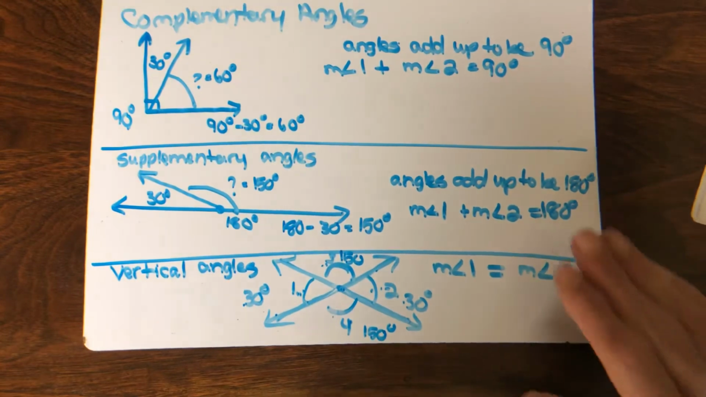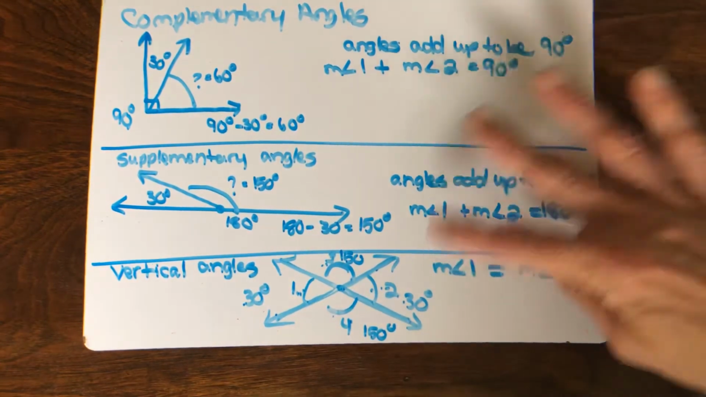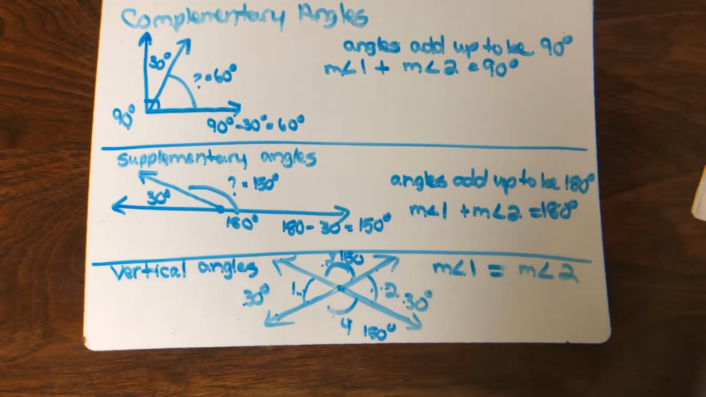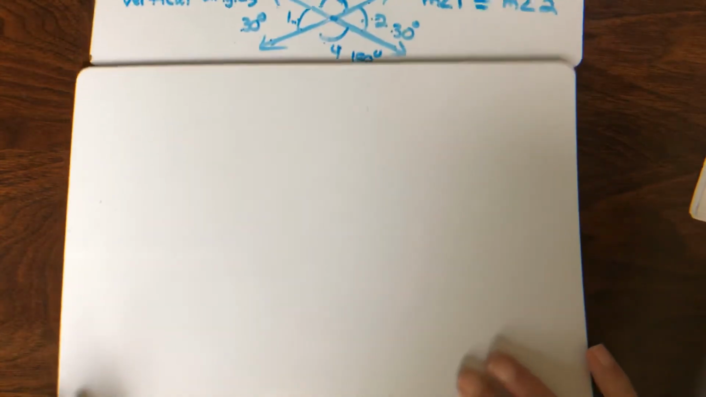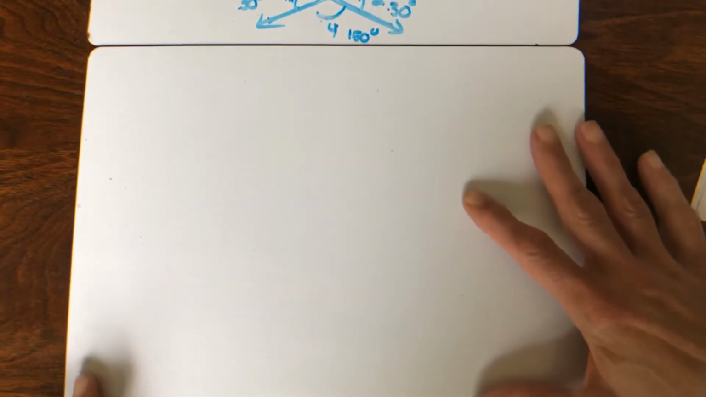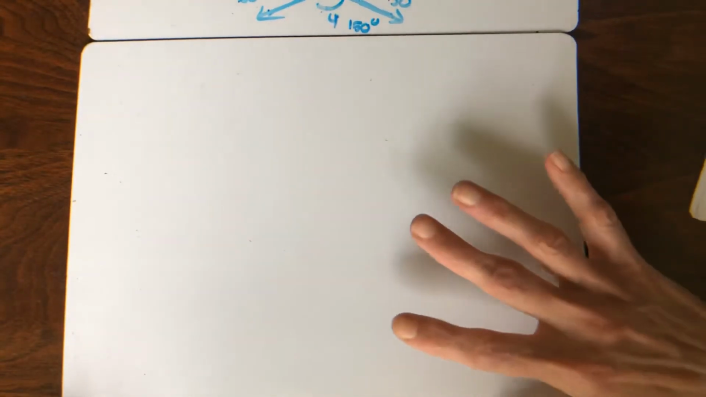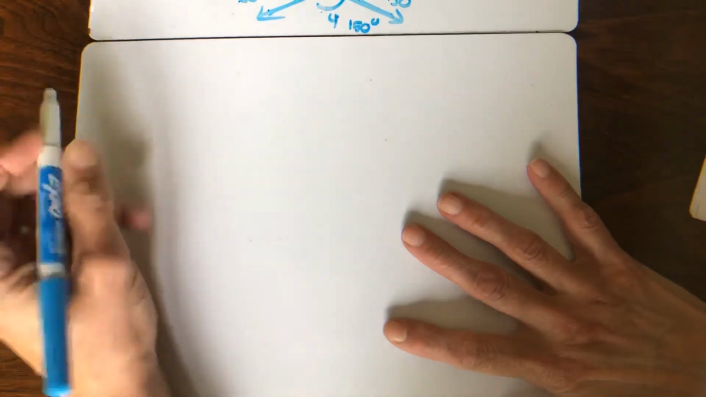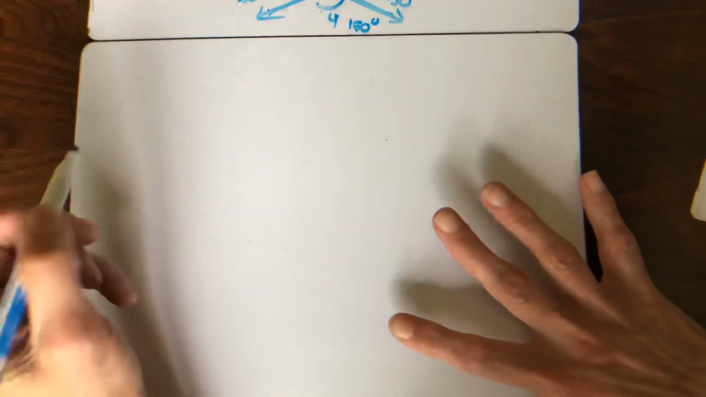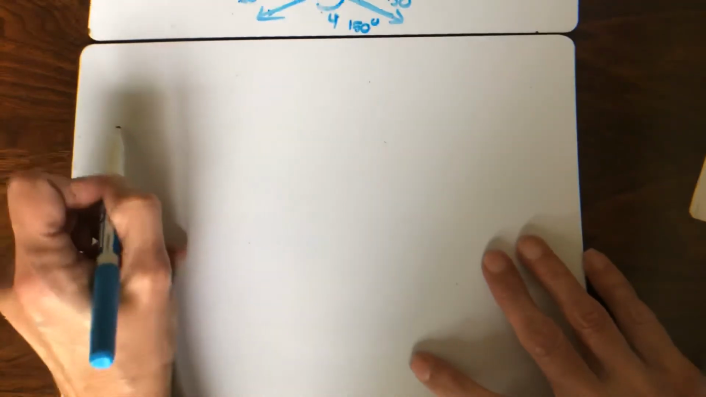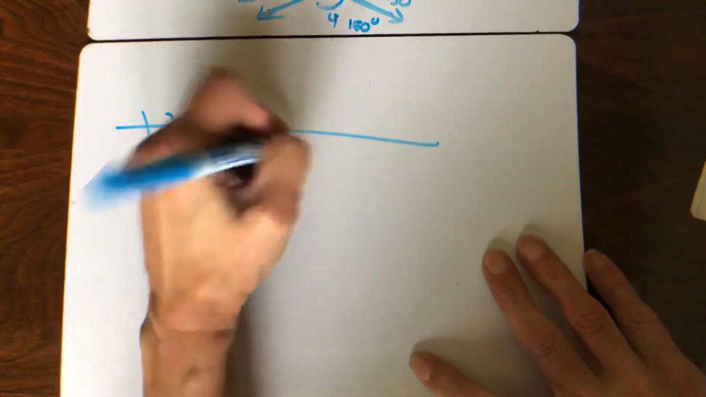Now, how do you keep some of your terminology straight? This is one of my little mental cheats that I use to keep supplementary and complementary straight. It makes perfect sense when you're looking at it today, but like a long time later down the road, sometimes we forget, what does complementary equal? Was that the 90 or was that the 180? So think of your alphabet. You got A, B, C, D, and so on.